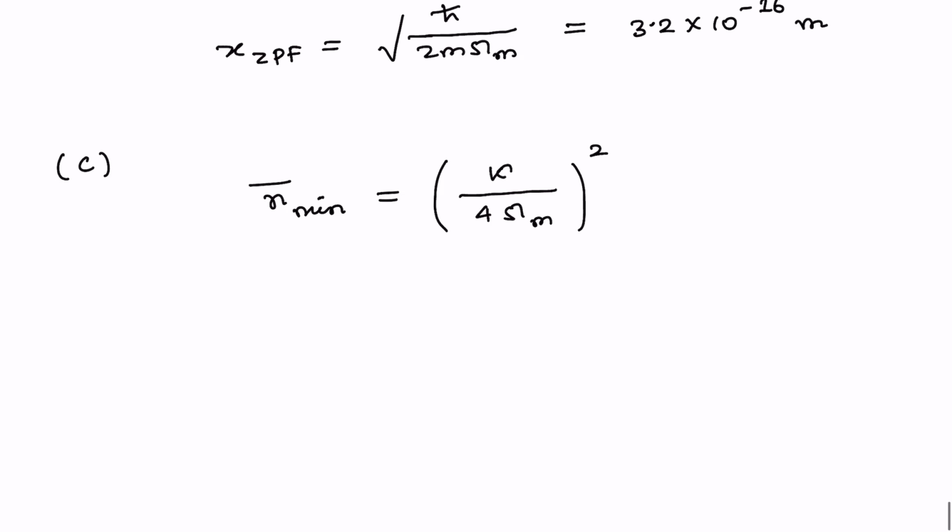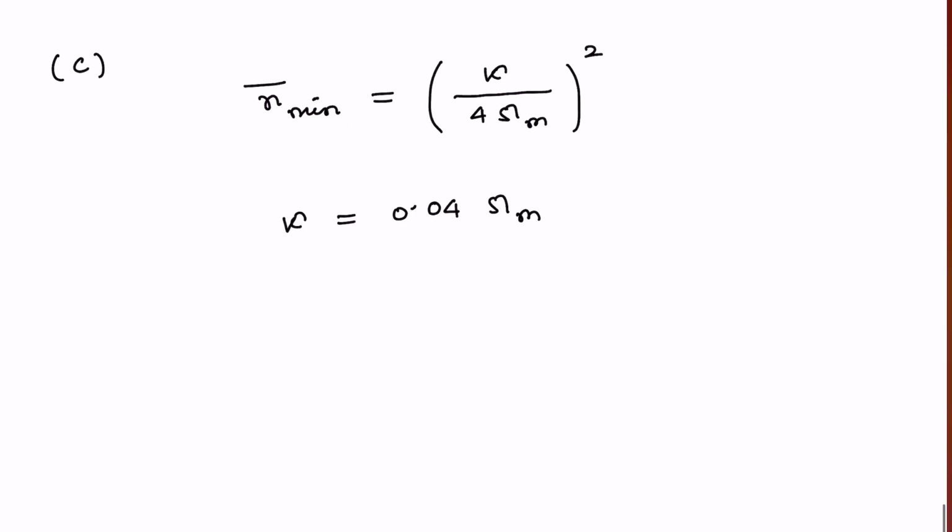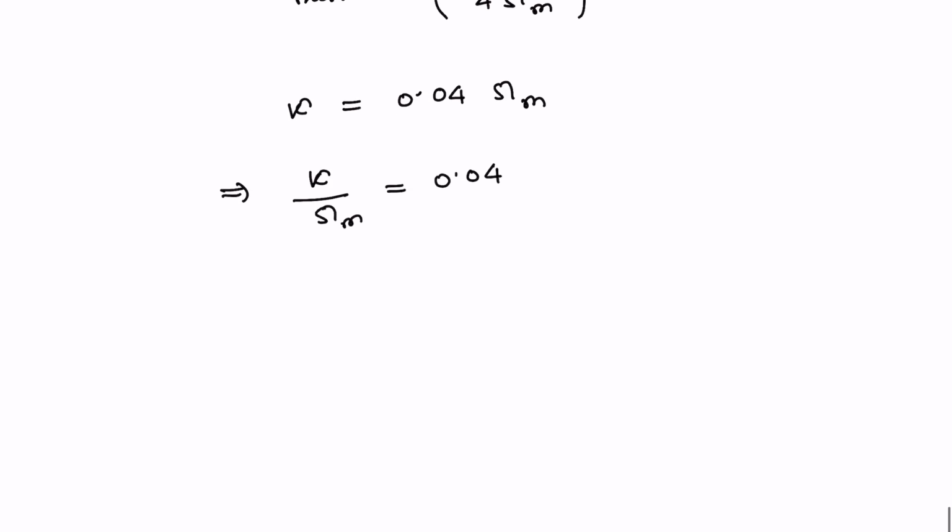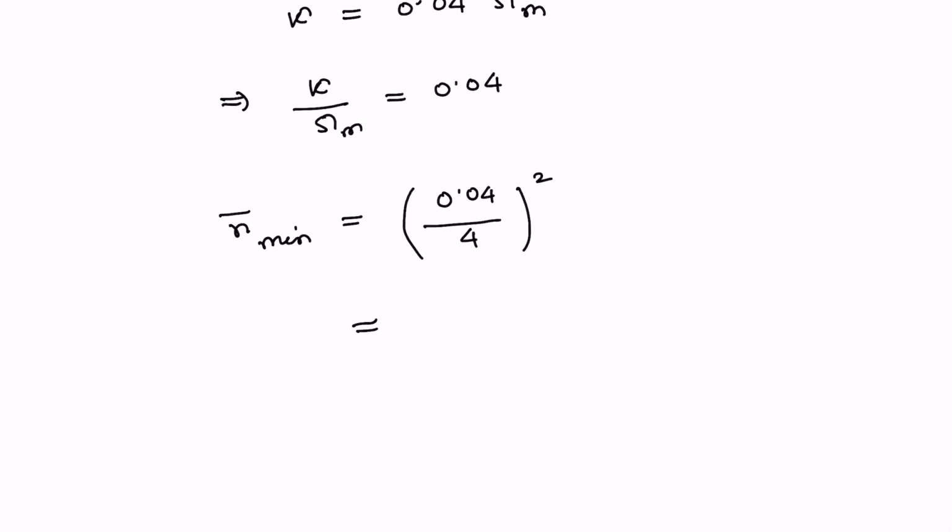Now in the given problem, it is given that kappa is equal to 0.04 into omega m. So it implies this ratio of kappa by capital omega m is 0.04. So putting this in the formula, you are going to get minimum number of thermal quanta is going to be 0.04 divided by 4 whole square, and this gives you simply 10 to the power minus 4. So this much number of quanta, average number of thermal quanta you can achieve. This is basically the limit you get.